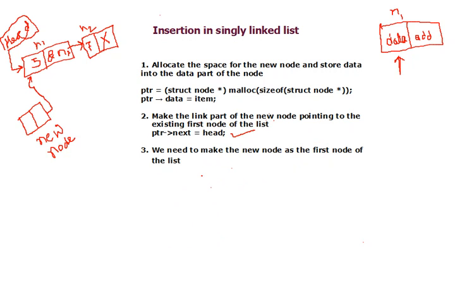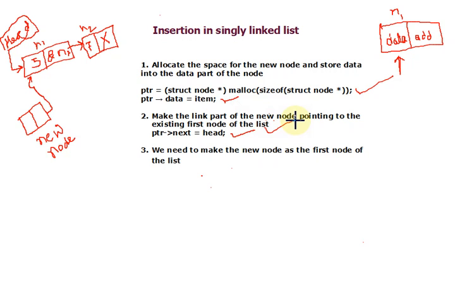So first, what did we do? We allocate the space for the new node. Then after, we store the data into the data part of the node, and we link the new node to the existing first node of the list. After that, we only need to make the new node the first node.